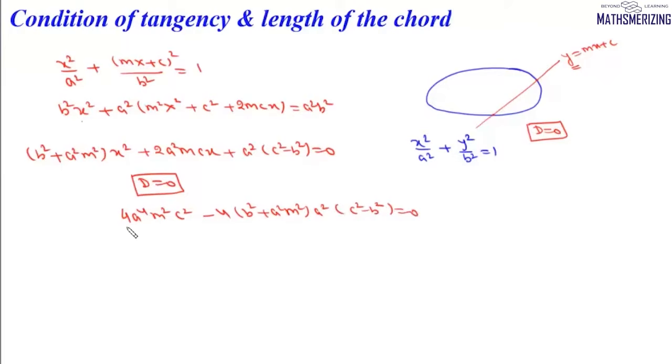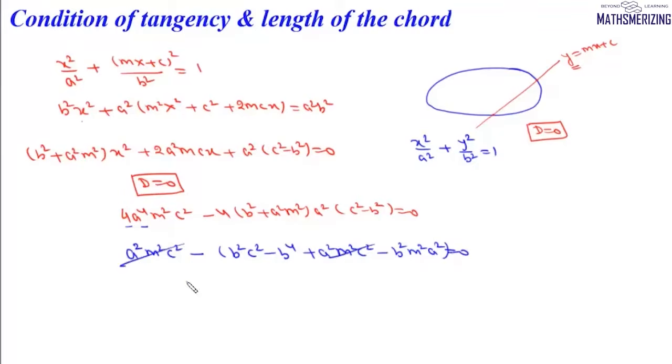Now here we'll take 4a square common. So then we can write a square m square c square minus b square c square minus b to the power 4, plus a square m square c square minus b square a square m square equals to 0. Now here we can cancel a square m square c square.